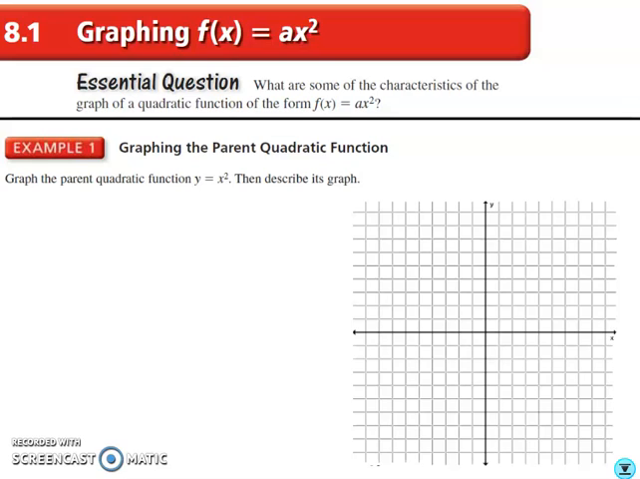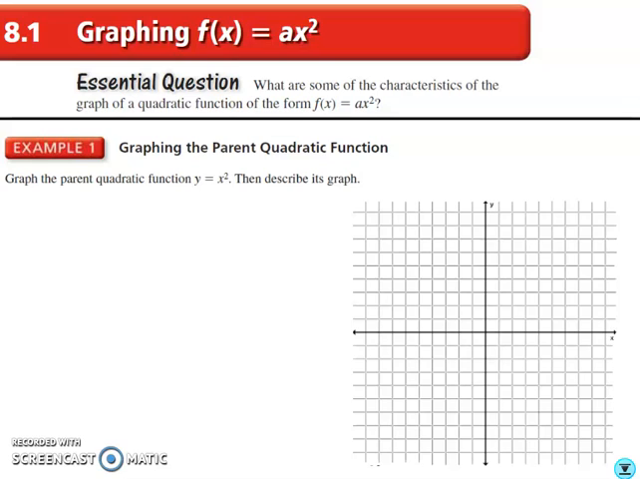So 8.1, graphing f of x equals a times x squared. Our essential question for today is, what are some of the characteristics of the graph of a quadratic function in the form f of x equals ax squared?